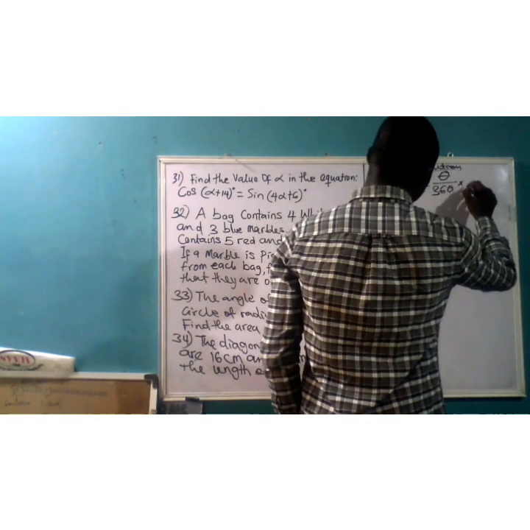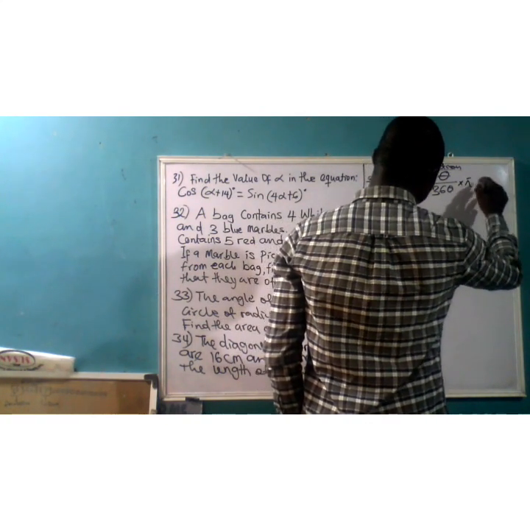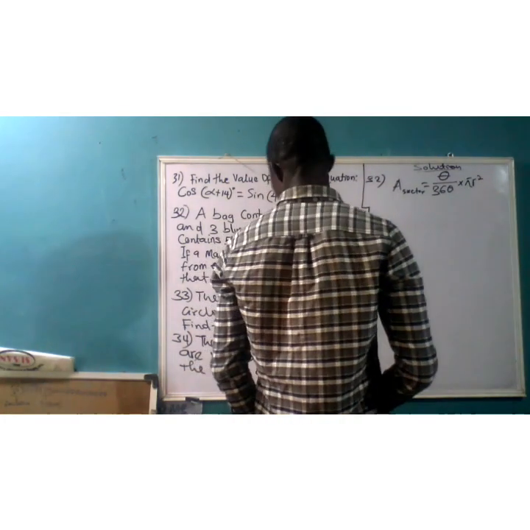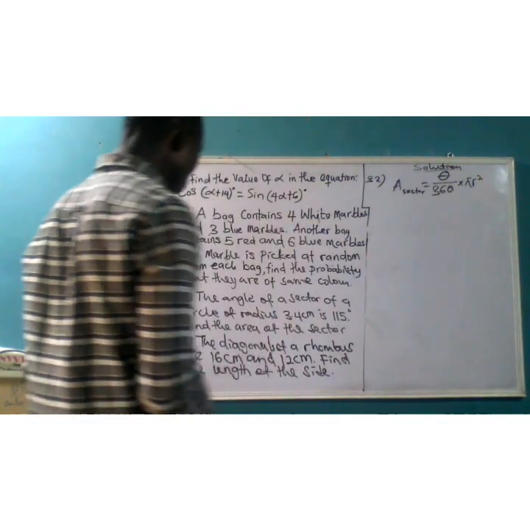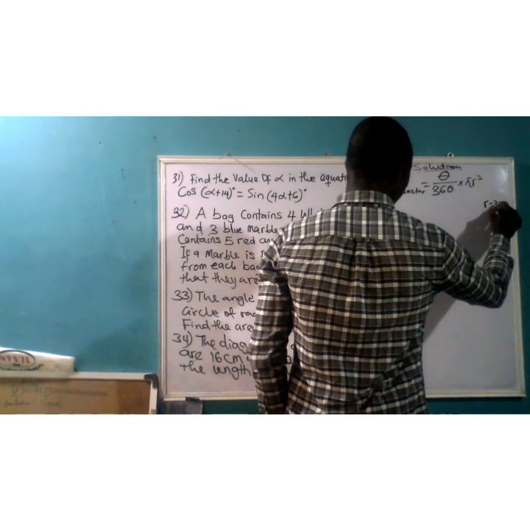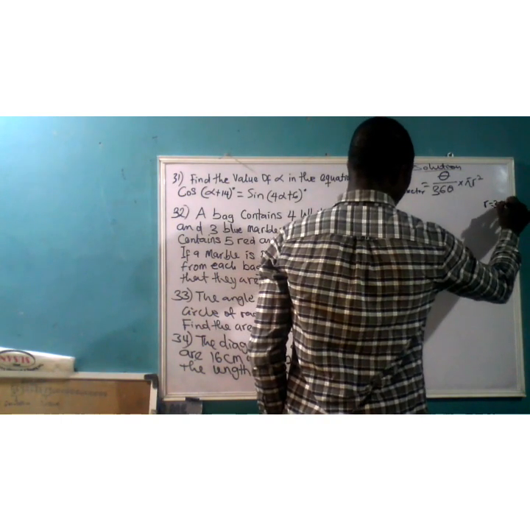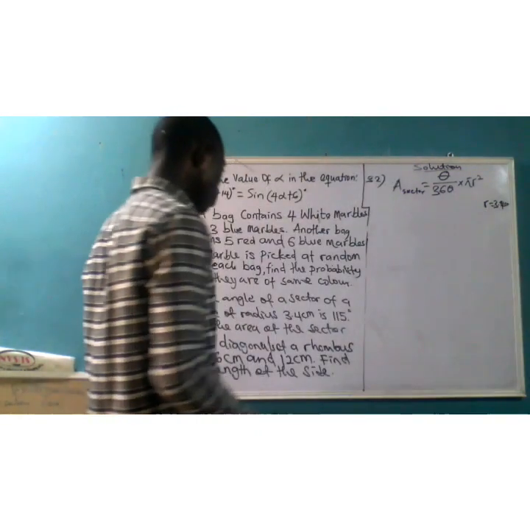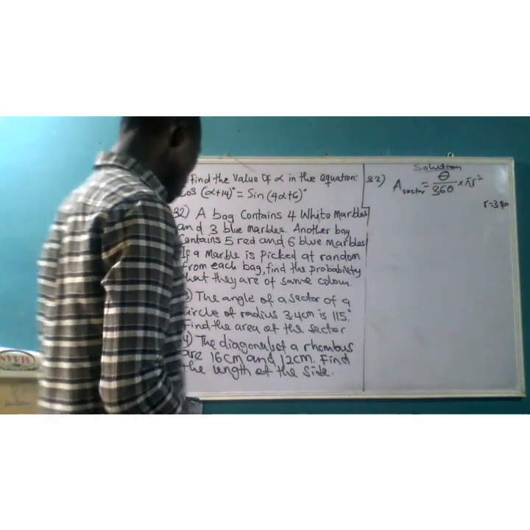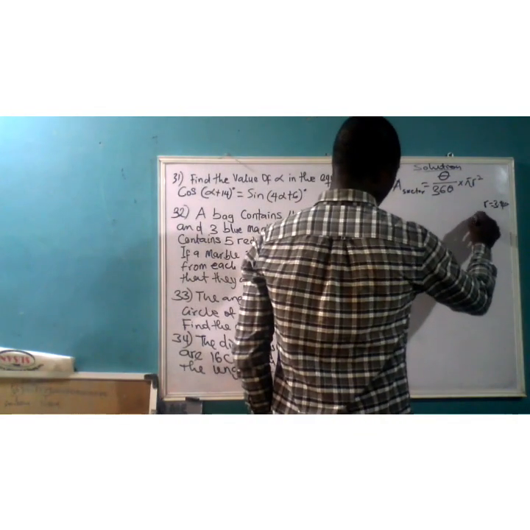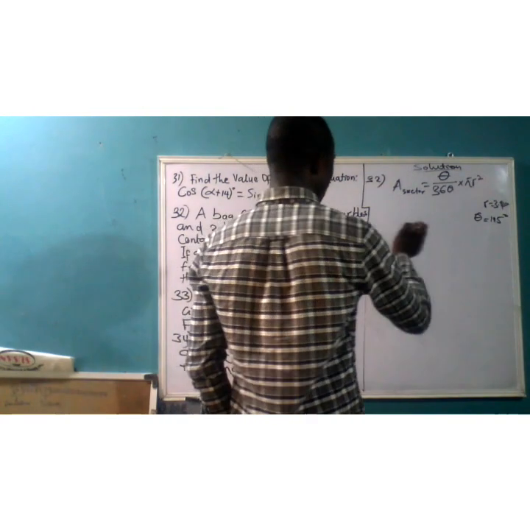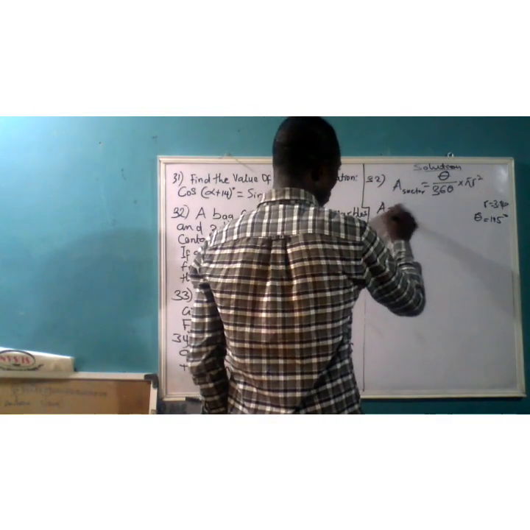Then multiply by pi r squared. Okay. Now let's look at those things we have in the question. We have the radius given to us as 3.4 centimeter. And the theta, which is the angle subtended by the sector, is given as 115. So let's insert all this and have the value for the area.